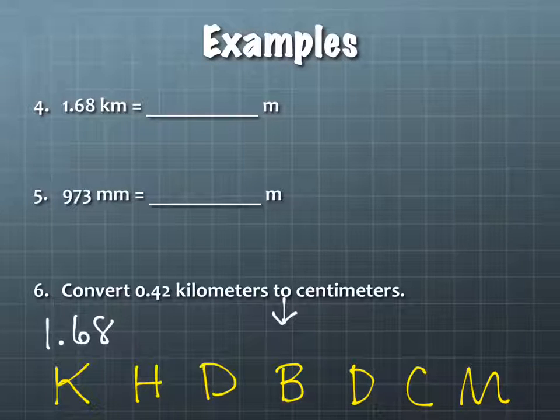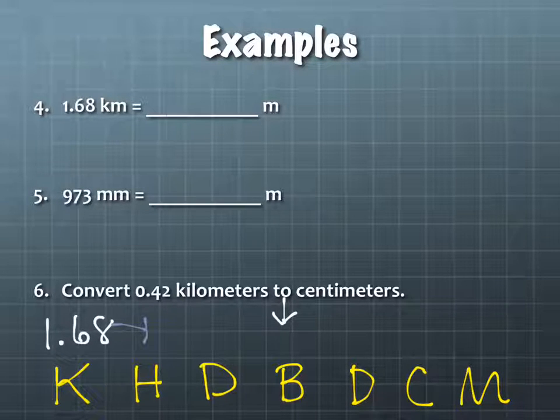Okay, back to the topic at hand. Problem number 4. All right, we're at 1.68 in the kilometers area, or column, if you will, and we want to move over to the base unit of meters. So how many moves is this that we're going to be making? 3. You know what? Let me use another color. Let's try that one. Can you see that? That's not too bad.